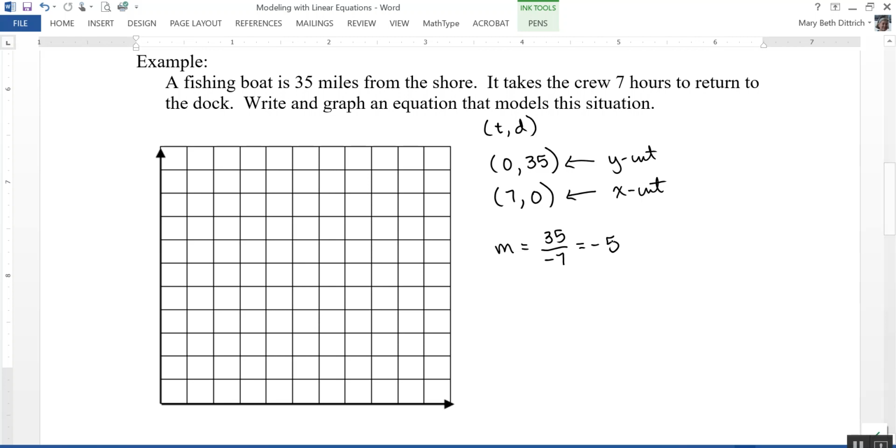Indeed it does, because this fishing boat is 35 miles out from the shore, and every hour it gets 5 miles closer to the shore, so that distance is being decreased by 5 miles every hour. So my equation is going to be y equals negative 5x, and I have my y-intercept here, plus 35. And that makes sense because my y-intercept of 35 is going to be my starting point.